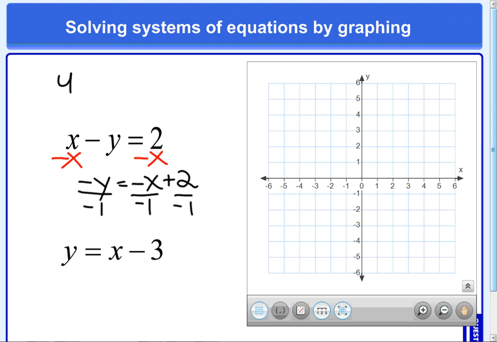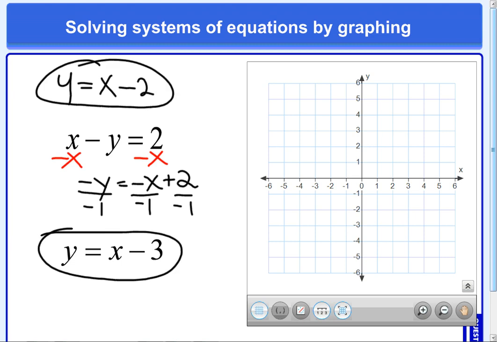So this ends up being y equals what? What happens to a negative and a negative? x minus 2. Okay. Anything special about this? Do you notice anything before we graph it? Well, let's graph it then. Where does this one begin? Negative 2 with a slope of 1.